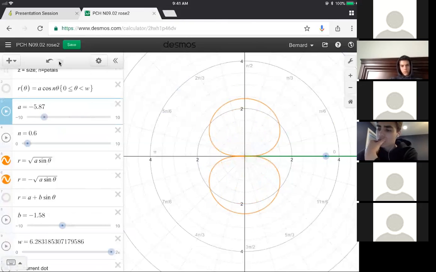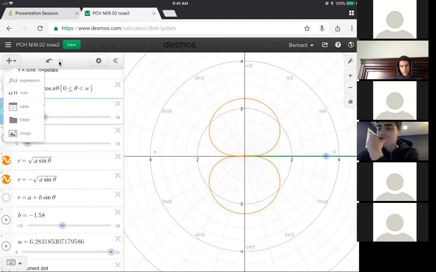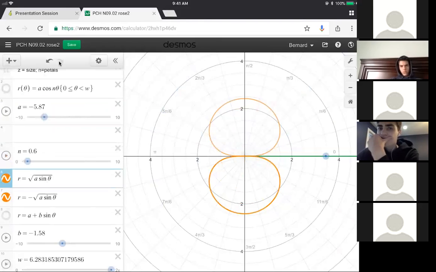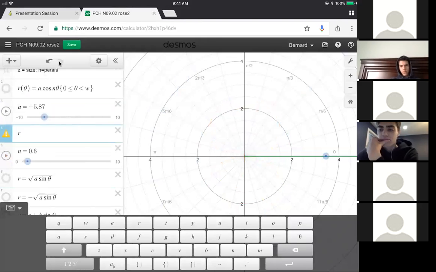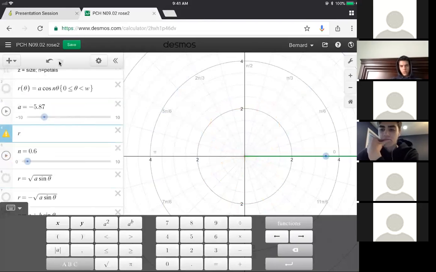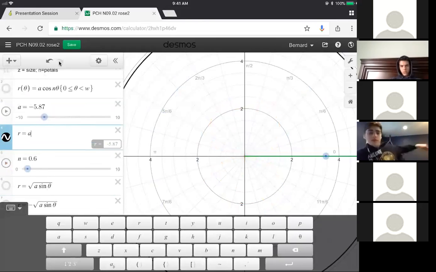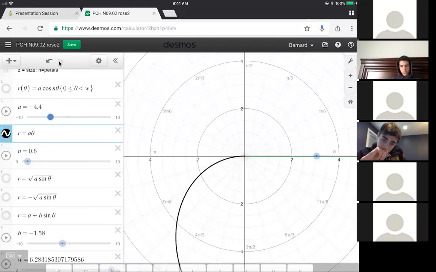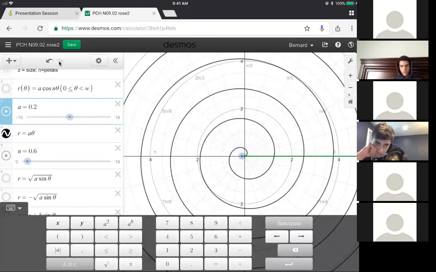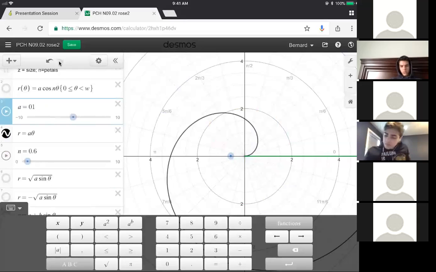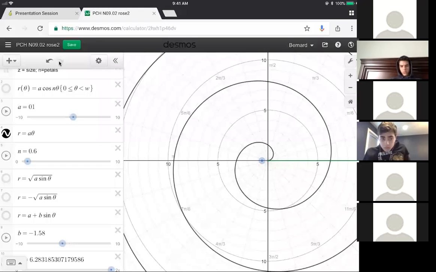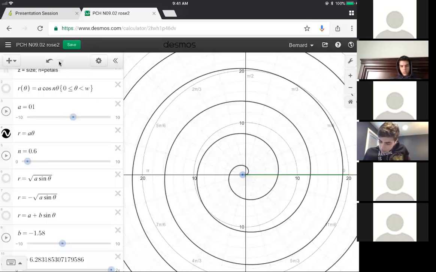All right. And then the last one that I wanted to tell you about is an entirely different beast. So let's turn off this one. And that one is r is just some multiple of theta. And I'm going to make a relatively small. Well, let's make it 1, just to make that easy. All right, what comes out in that case is something called the spiral of Archimedes. And this shows up a lot in nature.